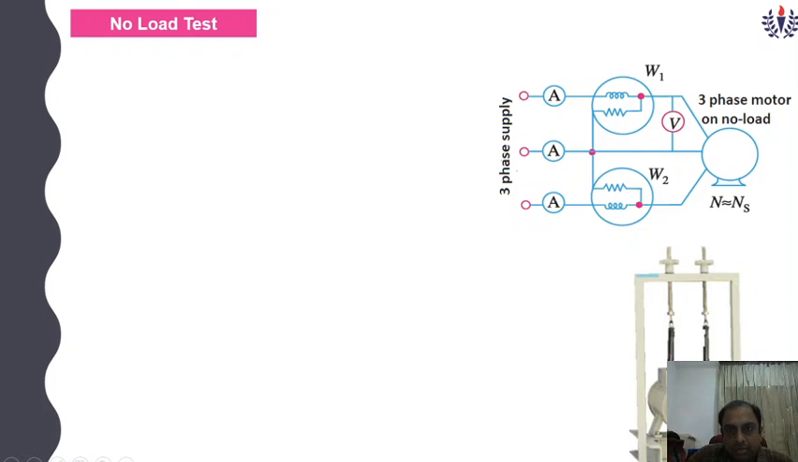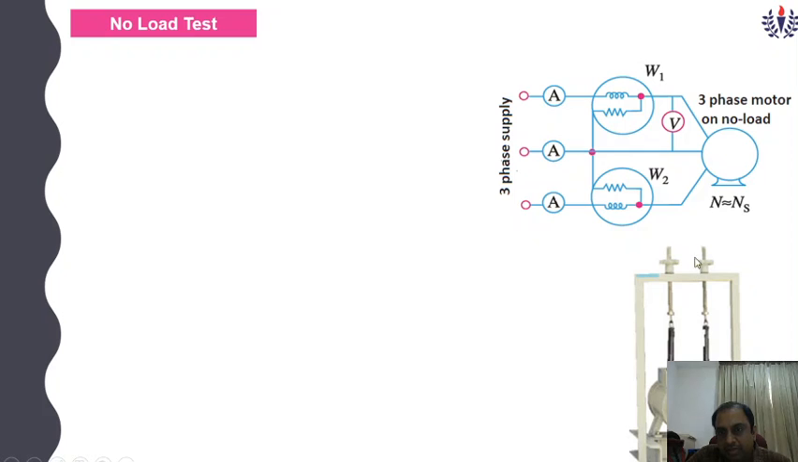This is the diagram of the no load test. A three-phase supply is given to the stator of the induction motor. There are three ammeters connected to measure the line current of the three-phase line, and two wattmeters to measure the power, W1 and W2. There is one voltmeter to measure the voltage across two phases. This diagram is for a laboratory.